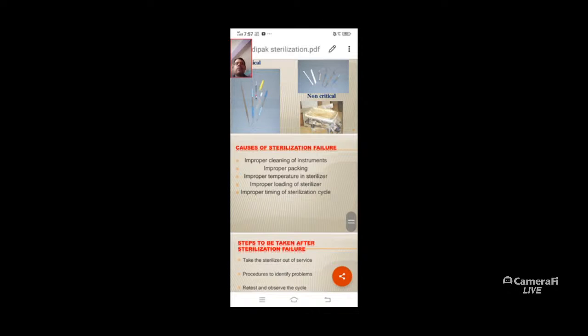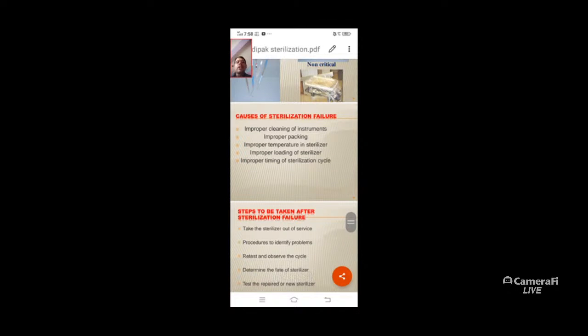Causes of sterilization failure. Though we are discussing some chemicals which are used for sterilization, there is some lacuna, some chance of failure. So what are the causes for the failure of sterilization? Number one, improper cleaning of the instrument. If before sterilization the instrument is not properly cleaned, there is a chance of failure of sterilization. Another is improper packing. Improper temperature: if the substance is heat sensitive or heat labile and the temperature is high, then sterilization will fail.